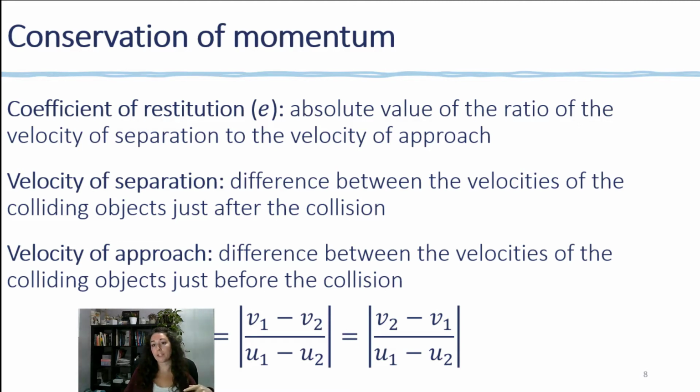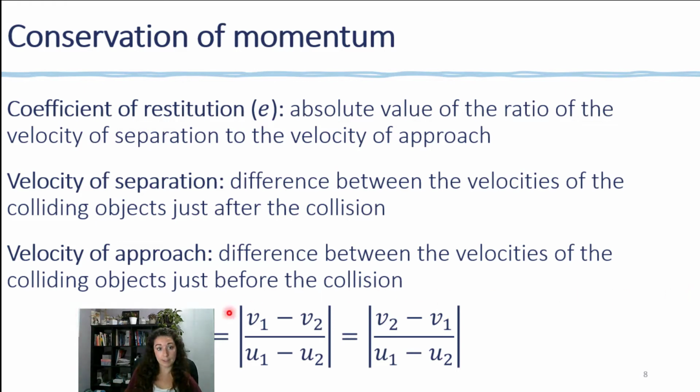The velocity of separation is the difference between the velocities of the two colliding objects just after the collision. So if you picture two objects hitting each other, it describes how fast the objects are moving away from each other. The velocity of approach, on the other hand, is the difference between the velocities of the two colliding objects just before the collision. So it describes how fast the objects are moving towards each other.